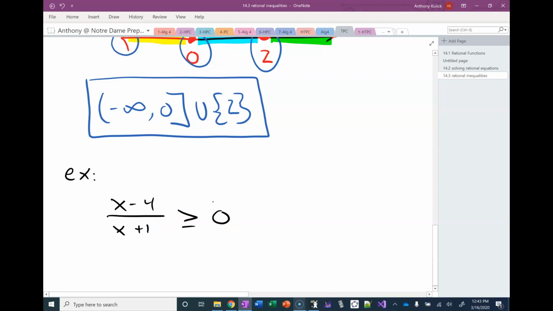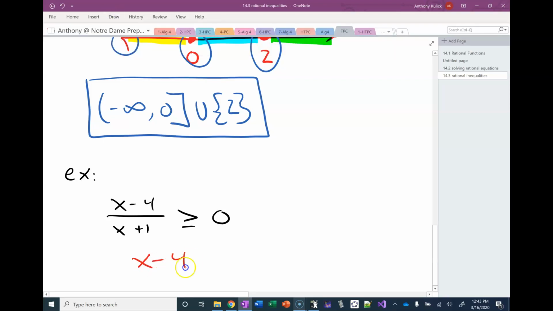So we have (x - 4)/(x + 1). Now here, we have more than just one place where the function can change signs. It can still change signs at the x-intercepts. That doesn't change. But it can also change signs at vertical asymptotes.